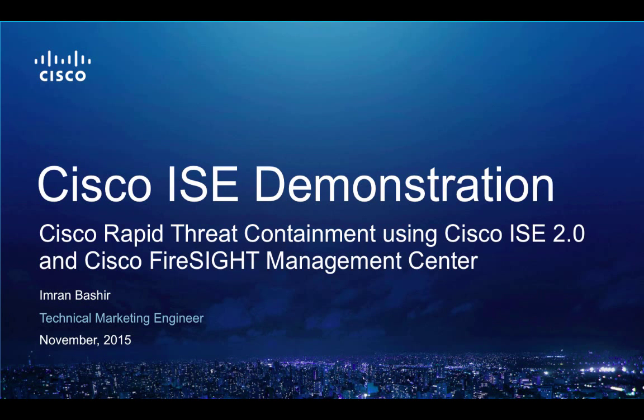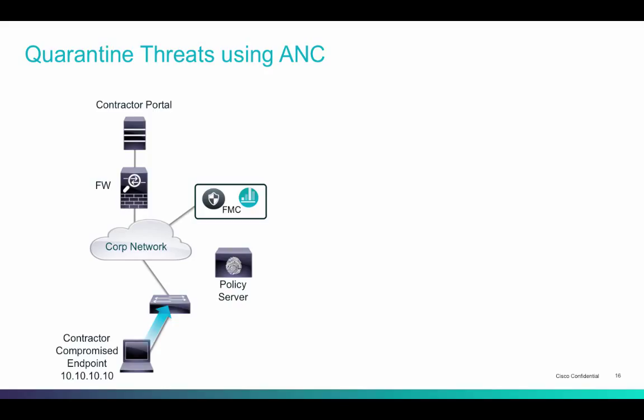This video is about enforcing adaptive network control using ISE 2.0 and Firepower Management System. So the ability for Firepower Management System to communicate with ISE using pxGrid, and if a threat is detected on a user or an endpoint, how do we contain that threat by enforcing the right set of policies through ISE? So in this demo, as you can see, a contractor connects to the network, and then based on the policy enforced by ISE, it does have access to the resources.